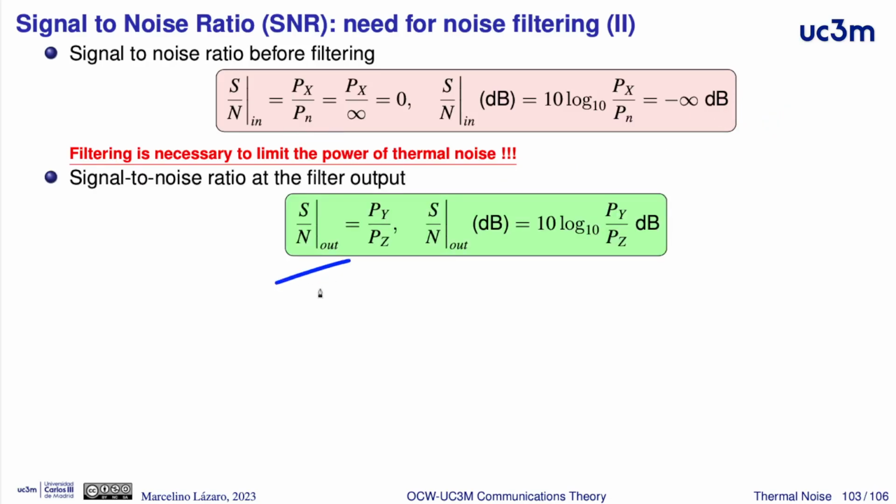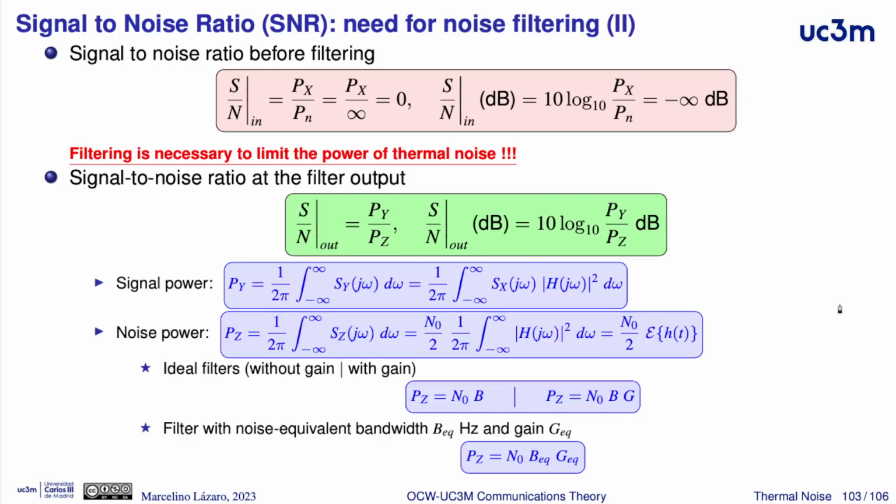Now, at the output of the filter, we have the ratio between the power of the filtered signal and the power of the filtered noise, and the corresponding value in decibels. To compute these values, typically the power of the filtered signal can be obtained by integrating the power spectral density of the output signal, the filtered signal y of t. And remember that the power spectral density at the output of a linear system is equal to the power spectral density at the input times the square modulus of the frequency response of the filter. Depending on this frequency response, we'll have a given signal power in this numerator here.